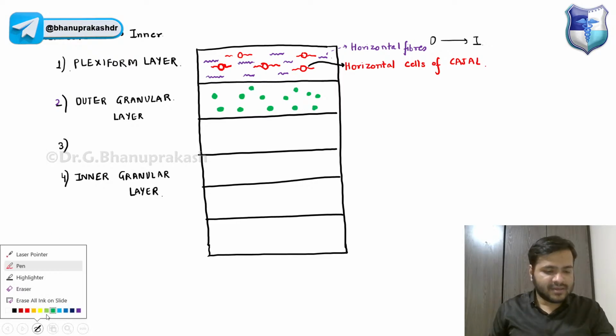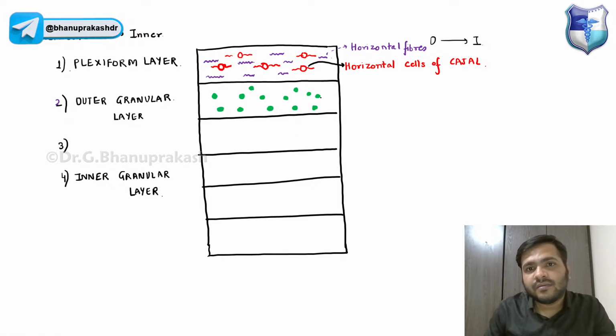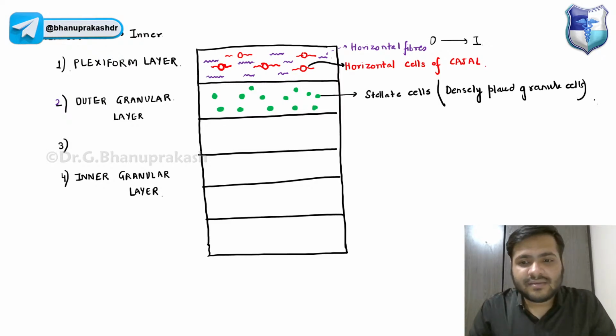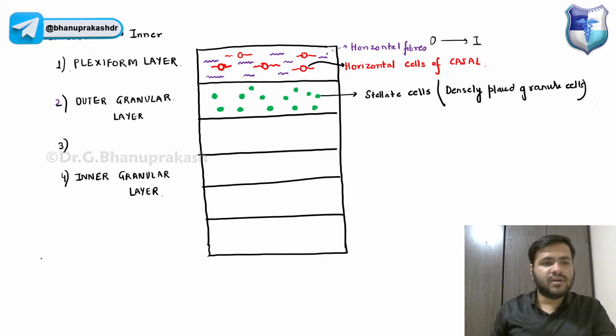So remember, guys, in the second layer we have these stellate cells or the granule cells. These are basically the densely placed granule cells. So that is about the outer granular layer.